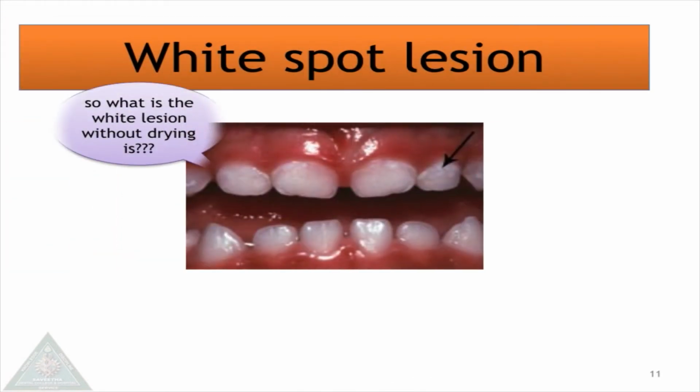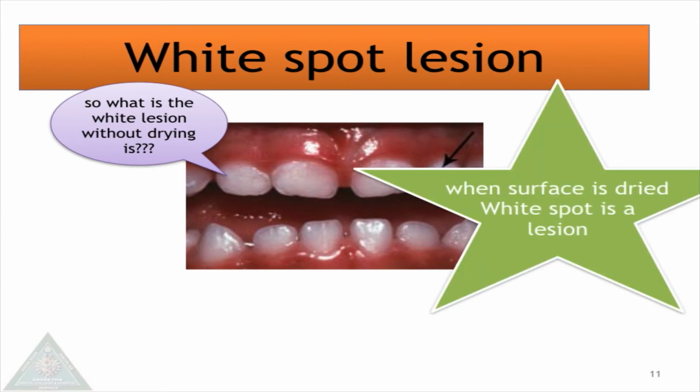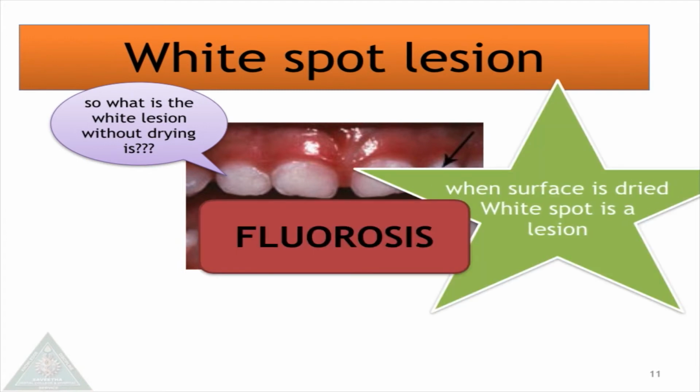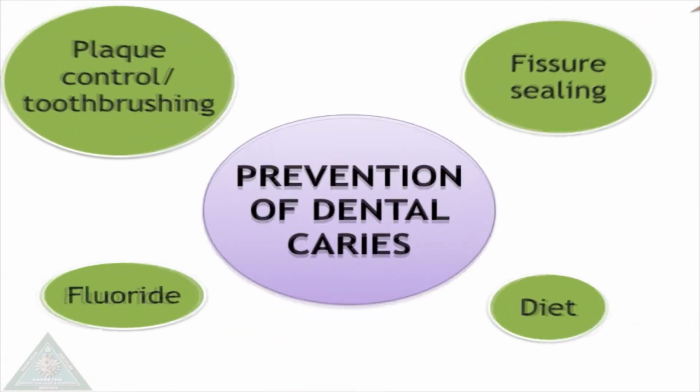What is a white spot lesion? The white spot lesion is the first stage of dental caries. This may be present in most of the patients when they come for an early checkup. If the white spot lesion is present before drying the tooth surface, it can be confused with another condition called fluorosis.